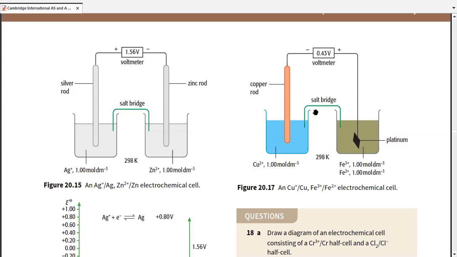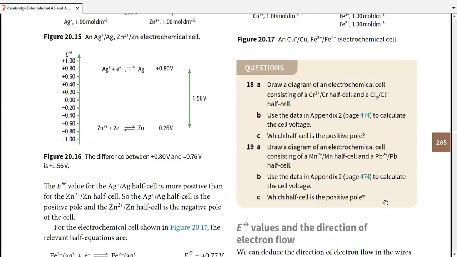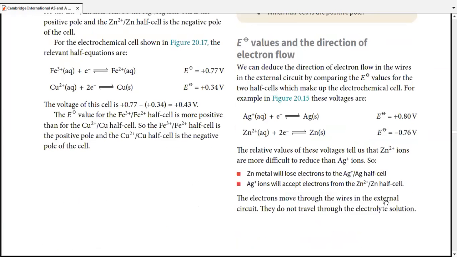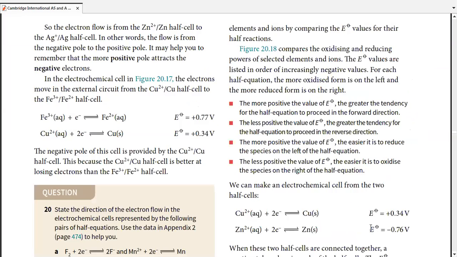In the inner part, the bottom part, the ions move, hence the charged particles move, because of which the circuit is completed. And in the outer portion, in the wiring portion, the electrons move from one point to another. So that's why the direction of electron flow depends upon the E0 values. Let's understand it completely. The electron flow is from the zinc half cell to the silver half cell. That is very easy to understand.